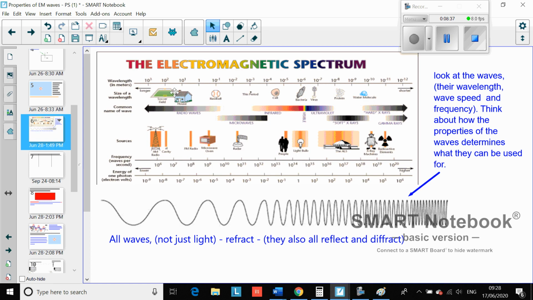So basically, radio waves, through microwaves, infrared, visible light, ultraviolet, X-rays, and gamma rays. So those are the types of electromagnetic waves. You need to make sure you get the order of them correct, and you also need to make sure you know how they are used. That is really, really important.